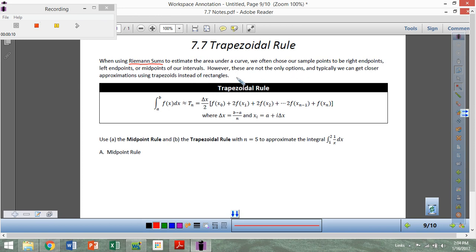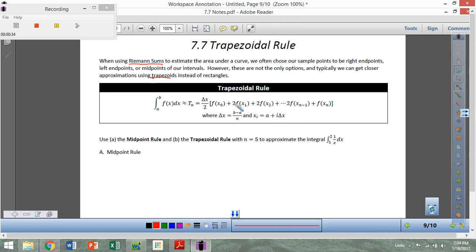So I'm just going to talk about in this video a different option for estimating the area under a curve. It will give us pretty close approximations, and that's using trapezoids instead of rectangles. So we have this thing called the trapezoidal rule, and it says that if I want to integrate a function from a to b, it's going to be approximately equal to this idea of using the trapezoidal rule.